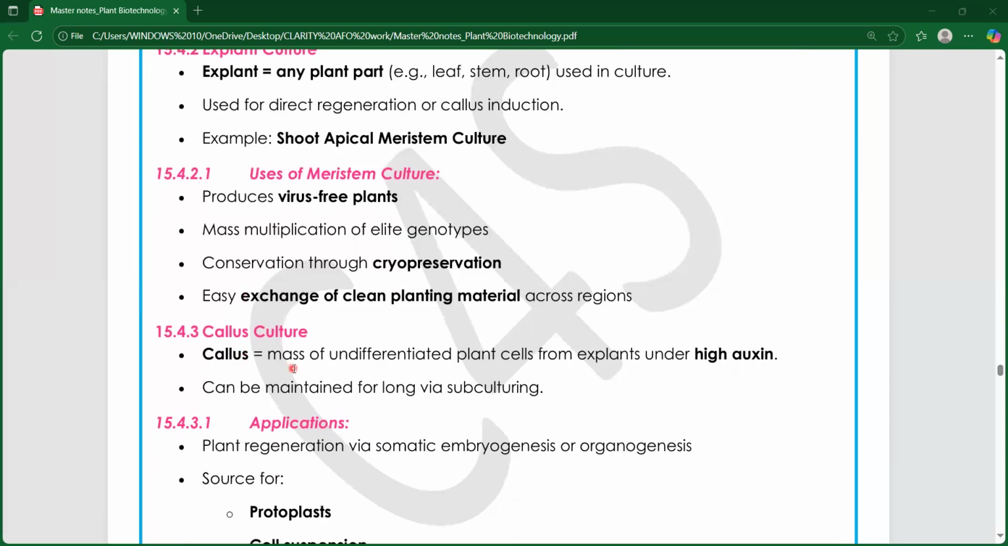Callus is generally an unorganized, undifferentiated mass of parenchymatous cells of the plants, which is produced when an explant is cultured on a nutrient medium containing a high concentration of auxin. So in this way we can use the callus. And why is it used? Because these types of cells divide continuously and form a soft amorphous tissue, which is very suitable for the culturing process.